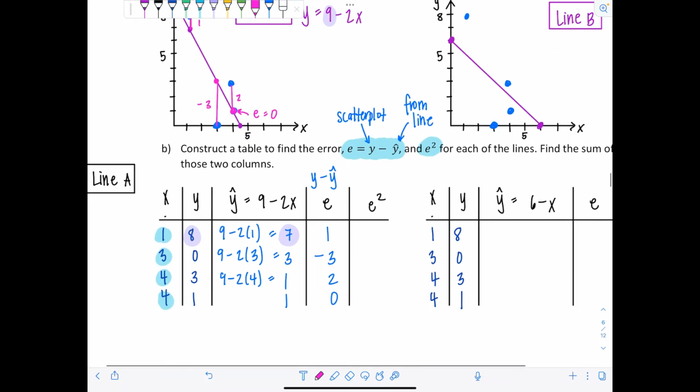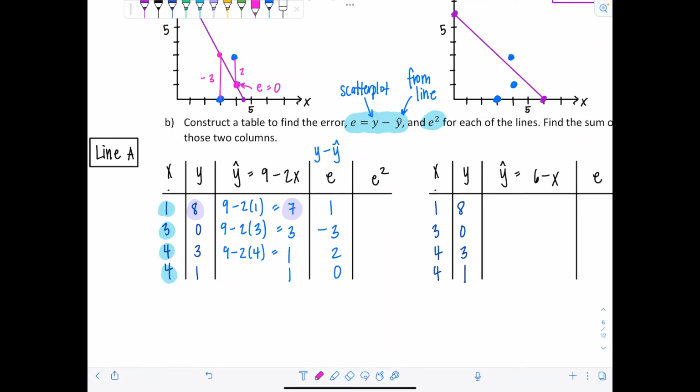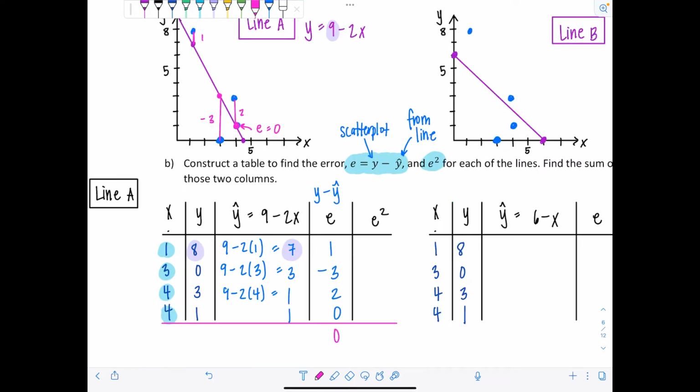If you add up all the errors, 1 plus -3 plus 2 plus 0, you get 0. So we get 0 not because the line perfectly goes through all the points, but because it worked out so that when the line was overestimating the predicted values, when we had positive error, it ended up canceling out with the negative error. But that doesn't mean the line went through everything so beautifully, just because the sum of the errors was 0.